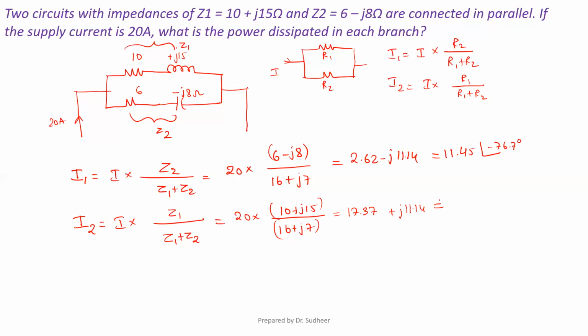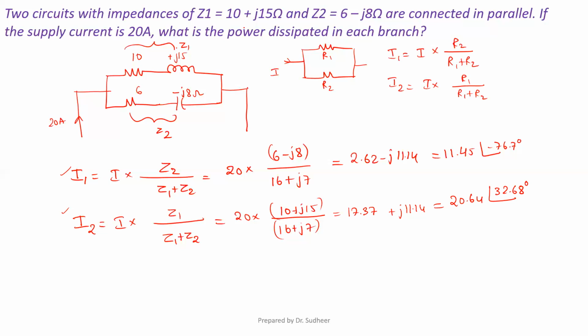Or else we can convert this into polar form. So better to write in a polar form. It will be 20.64 at an angle of 32.68 degrees. I got I1, I got I2. So what is the power dissipated in each branch?